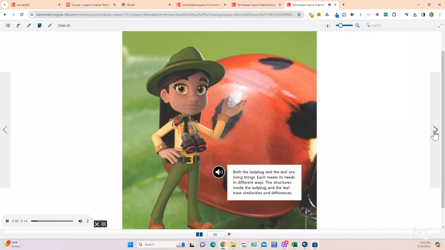A ladybug and a leaf are living things. Each meets its needs in different ways. The structures inside the ladybug and the leaf have similarities and differences.